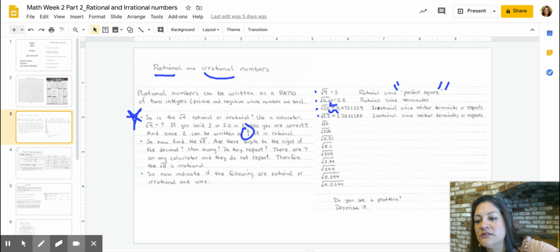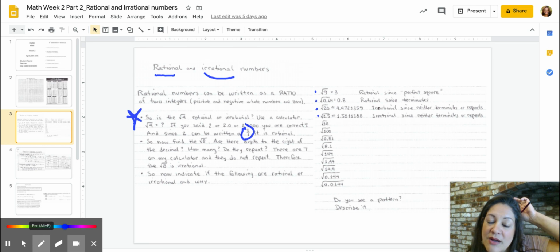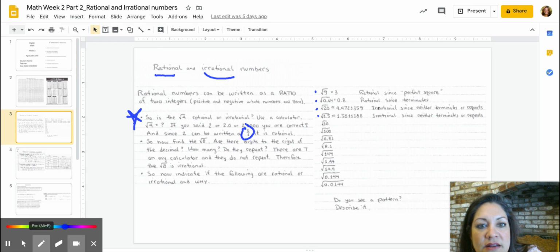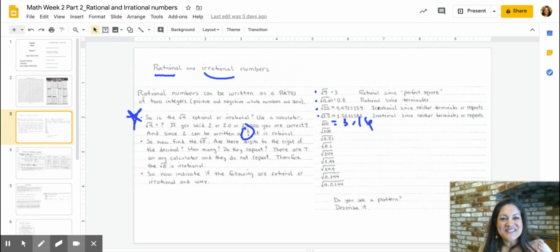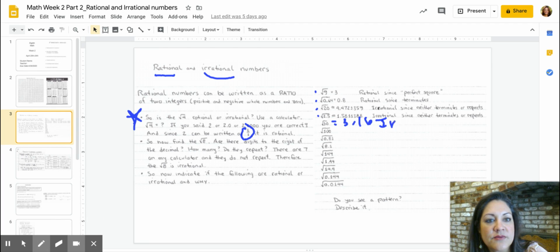Okay, so now we get into, erase some of this. So now we're getting into where we need to solve it on our own. So square root of 10 is 3.16. Let's see how tiny I can write here. Equals 3.16. That's all right. So 3.16, and that is irrational because it actually continues from there. So it's 3.16, and then the numbers continue. They do not repeat, and it does not end. So square root of 10 is irrational.